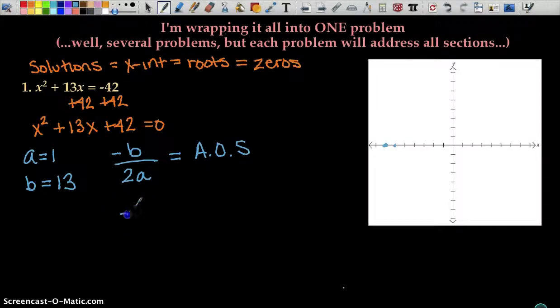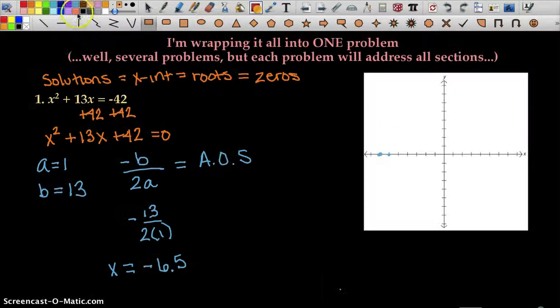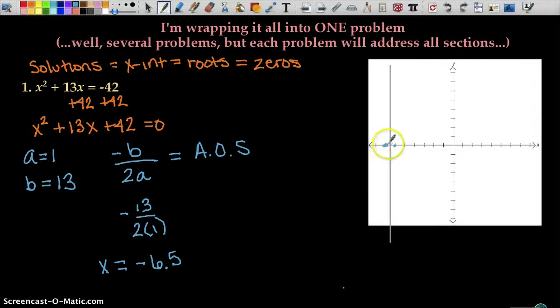So when we do that, we get negative 13 over 2 times 1. So our axis of symmetry is x equals negative 6.5. All right, so that would be right around here. Let me go ahead and just make a line. And this is just for your own benefit, so you can kind of see where this is going. But at about negative 6.5, it's going to reflect on both sides and be the same distance away on each side. And you'll notice that the zeros are the same distance from the axis of symmetry.